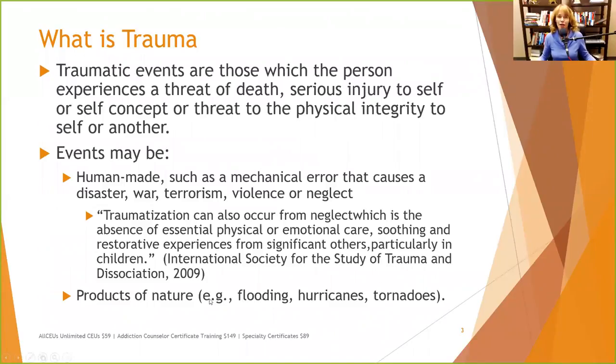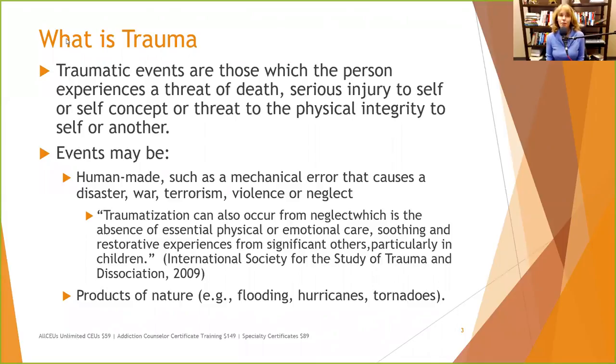So what is trauma? A lot of times people think of trauma as that strict DSM-5 criteria, and that's just not it. Not everything rises to the level or specifically meets that definition set forth in the DSM-5. And we don't want to minimize the impact of traumatic events on people, even if they don't meet that criteria. So traumatic events are those in which the person experiences a threat of death, serious injury to self or self-concept, or threat to the physical integrity of self or another.